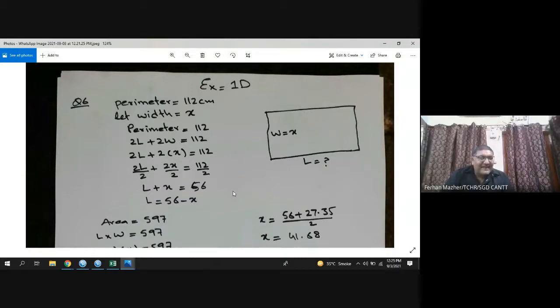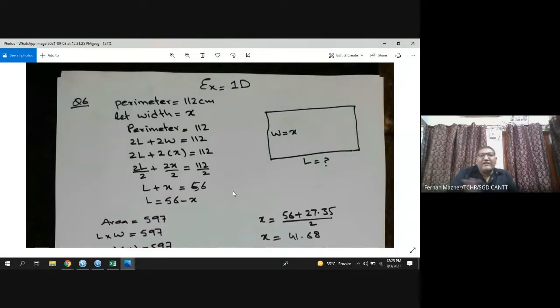There was a rectangle given and its perimeter is given, that is 112 centimeters. The width of the rectangle is x. So you know the perimeter formula: 2 length plus 2 width equals the perimeter, that's 112. The formula for the perimeter of a rectangle is 2 times length plus 2 times width. The value of the length I want to find out. The value of the width we have supposed is x. So 2l plus 2x equals 112.